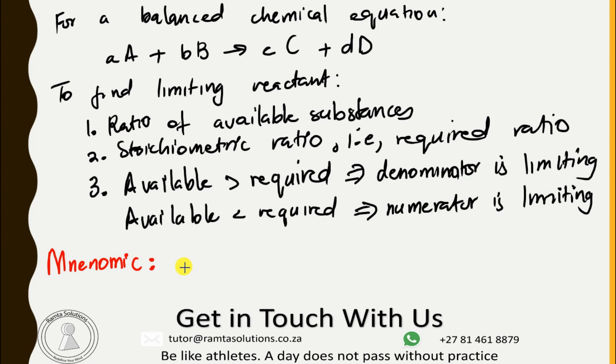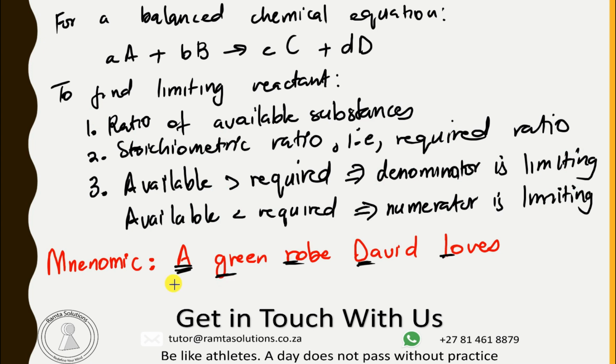Check it out. It says, A green robe David loves. I'm going to explain it to you. Now, I'm going to highlight some parts: A, G, R, D, and L. What does it mean? Check. This is how I like reminding myself of how to see which one is a limiting reactant.